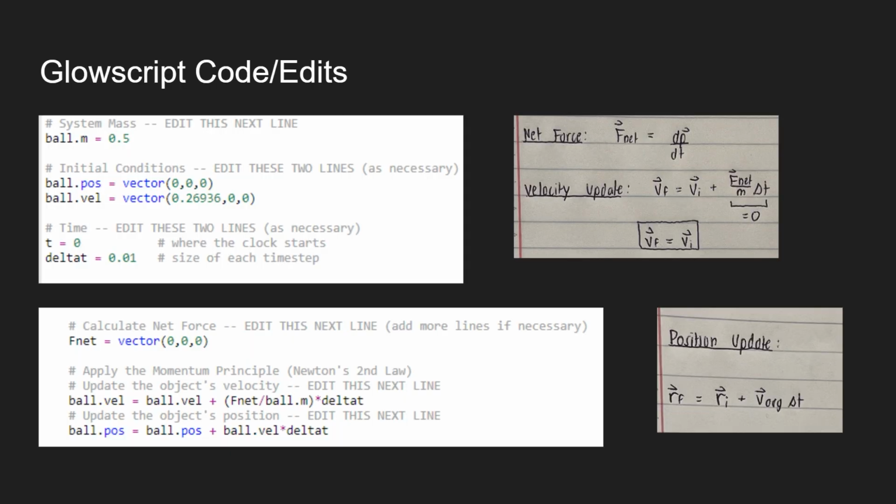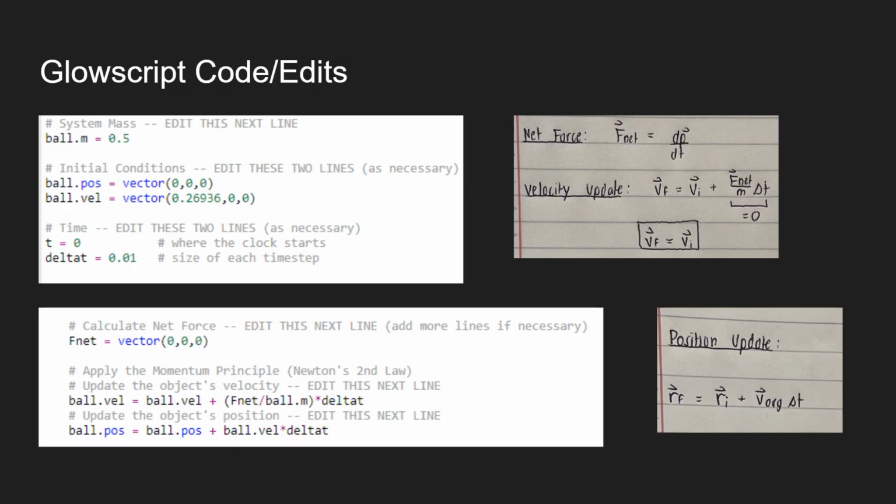Opening up the GlowScript code, I set the ball's mass to be 0.5 kilograms and the ball's position vector to have the x component of 0.269, which I calculated through the data in Tracker. Furthermore, I have set each time step to be every 0.1 seconds. To model this simulation with constant velocity, we must set the fnet vector equal to 0, 0, 0 in order to make the initial velocity equal to final velocity in the velocity update formula.